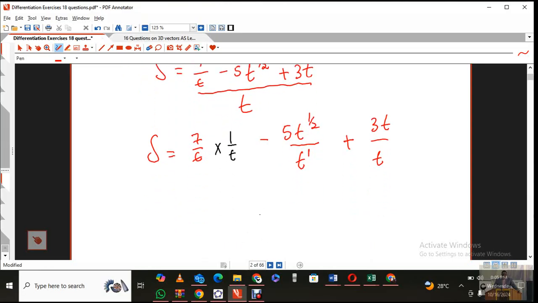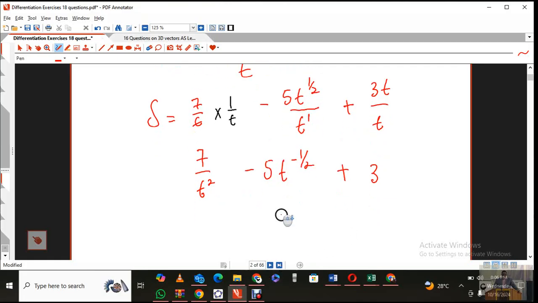At the end of the day, I have 7 over t squared. Then minus 5 t raised to the power of negative a half. This is what you get if you say a half minus 1. When you divide and the bases are the same, you subtract the powers, so that gives you 3. This is nothing but 7t raised to the power of -2, minus 5t raised to the power of negative a half, plus 3.